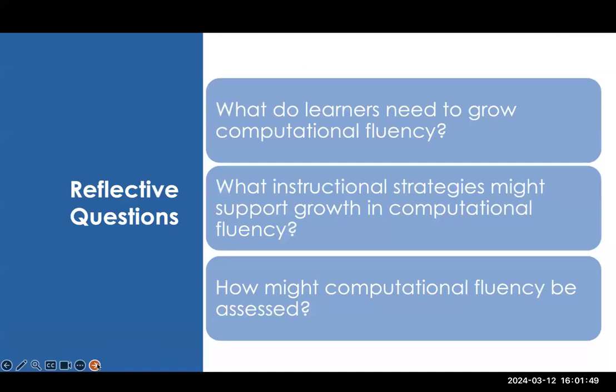And before we go, a way to consolidate our thinking is to think about: what do learners need to grow computational fluency? What instructional strategies might support growth in computational fluency? And how might computational fluency be assessed?